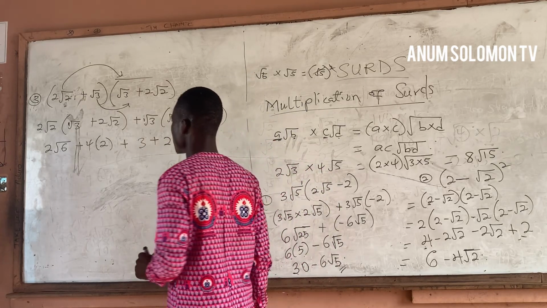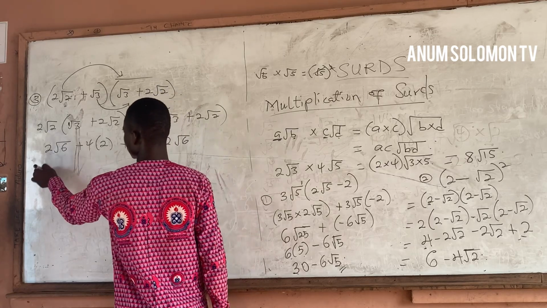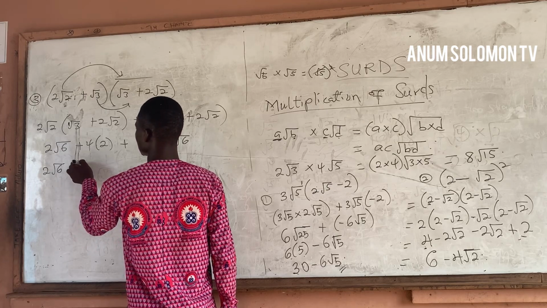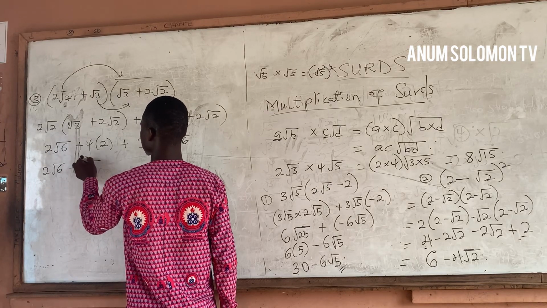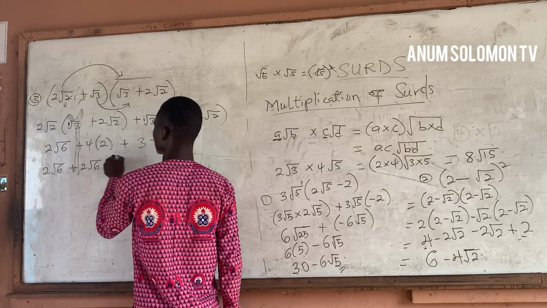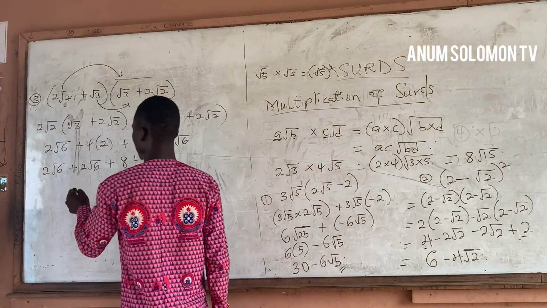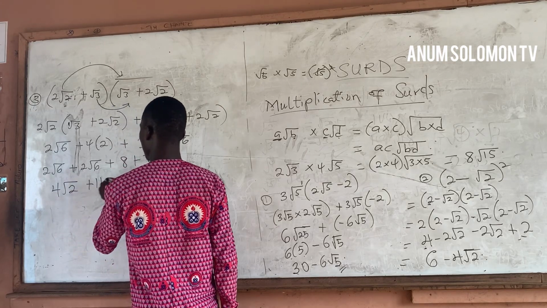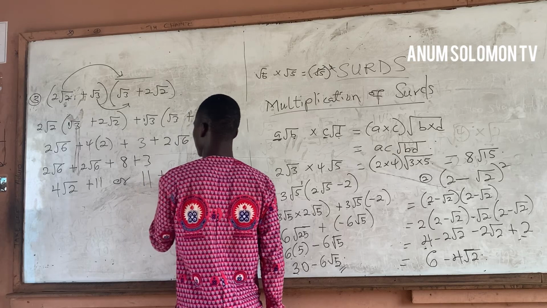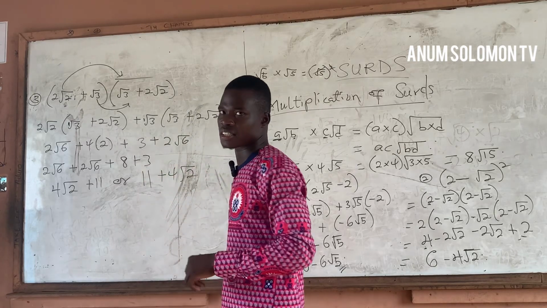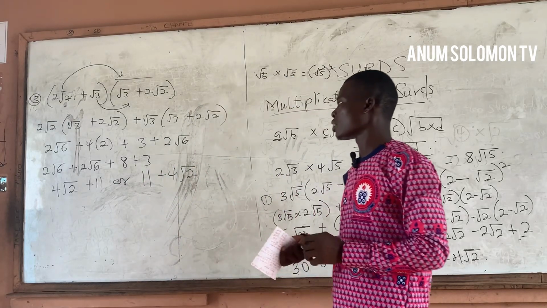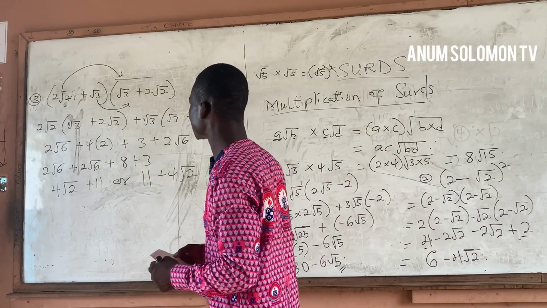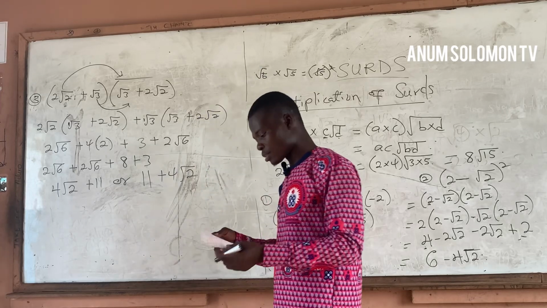So on this note, let's simplify. You have 2 root 6 plus 2 root 6 plus 4, 2, 8 plus 3. So finally, we are going to get 4 root of 6 plus 11, or 11 plus 4 root of what? 6. Addition is commutative. So on this note, this is how to expand and solve this question.